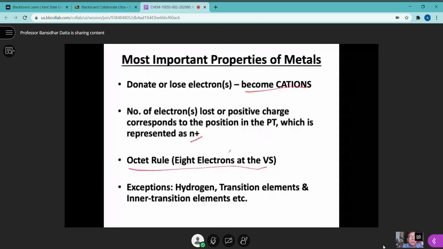As you will see very soon, once the group 1A, 2A, 3A metals lose the appropriate number of electrons, the outer shell becomes stable because they have an inert gas configuration with 8 electrons. S has 2, P has 6, 2 plus 6, 8 electrons, and that's basically why they're stable. By default, they make a positive ion. An exception is hydrogen. Transition metals and inner transition metals like lanthanides and actinides don't follow these rules. And hydrogen, as you probably know, has only 1 electron anyway. So these are the exceptions. So that's the properties of the metals.